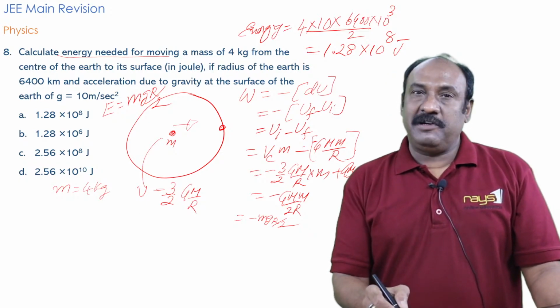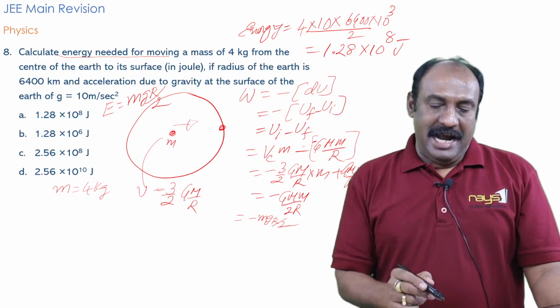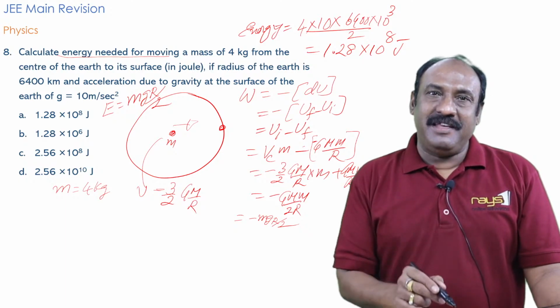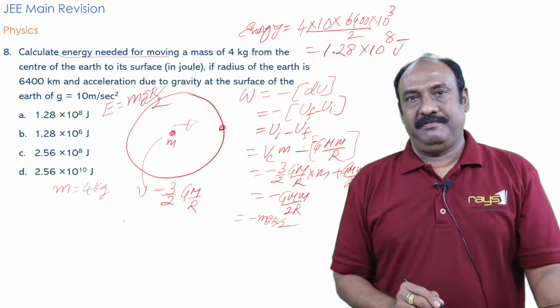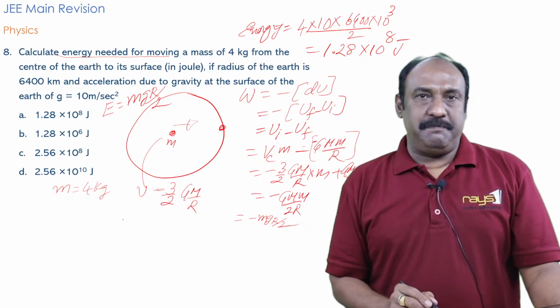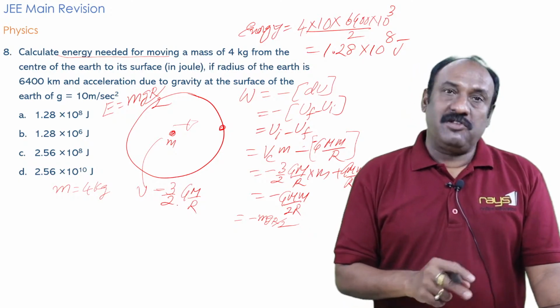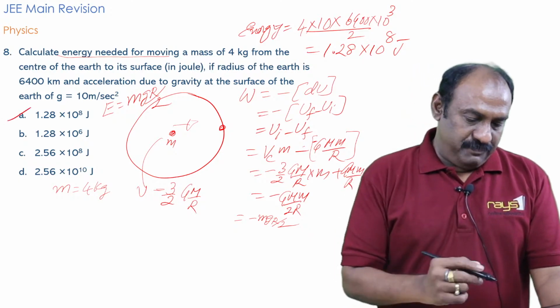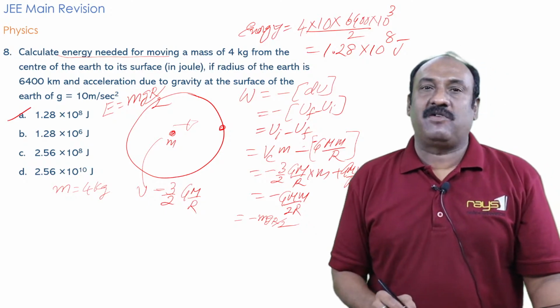On that basis, potential energy on the surface is minus GMm by R, and gravitational potential energy at the center of the Earth for a body is minus 3 by 2 GMm by R. So that point you have to keep in mind. This is the important formula I have to keep in mind. Next question. So the answer for this one is A, 1.28 into 10 to the power 8 joules is the answer for question number 8.